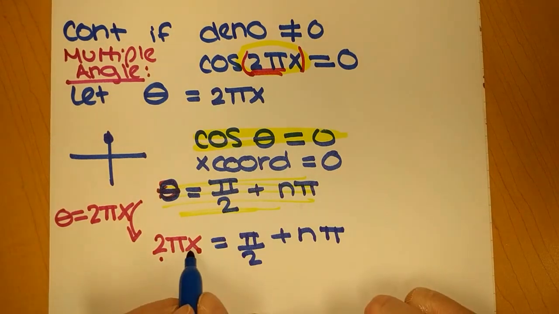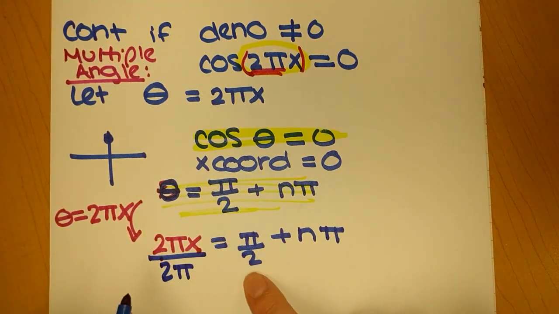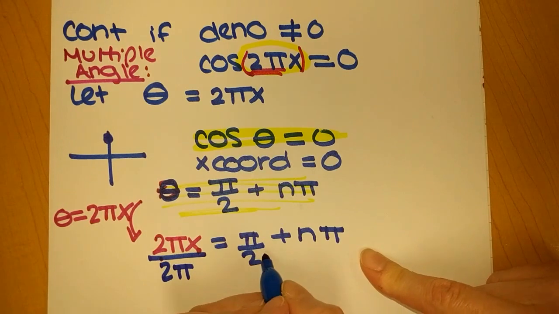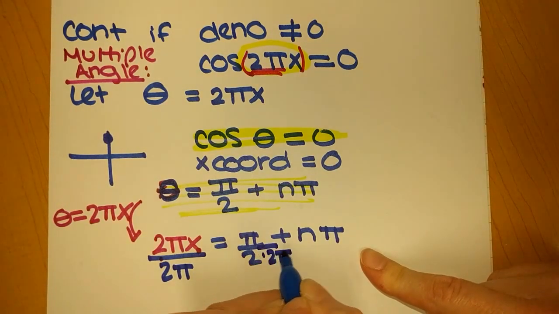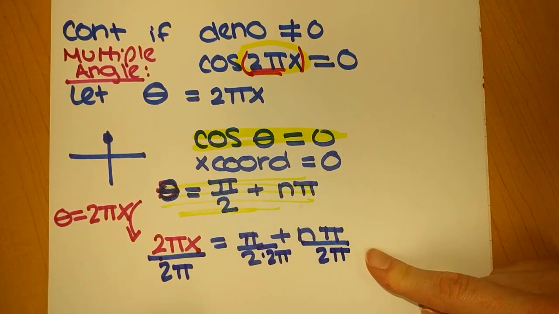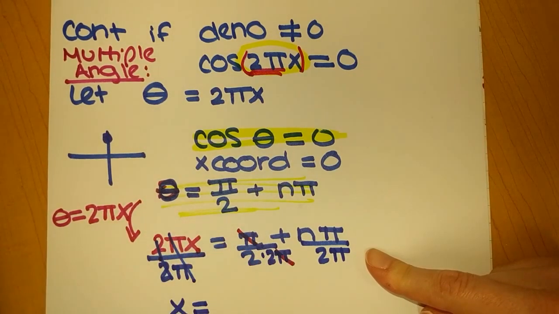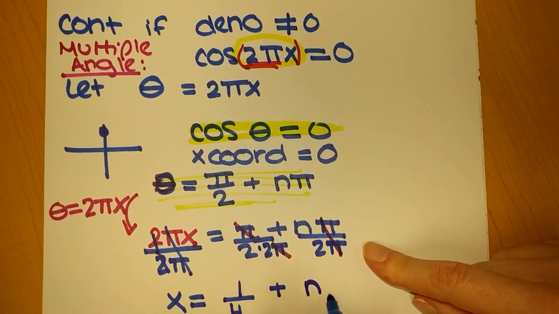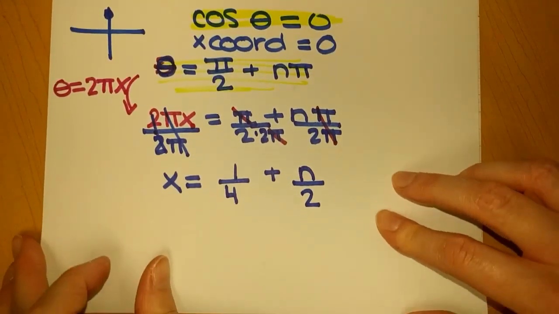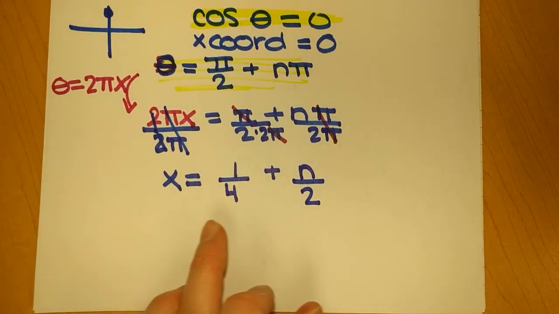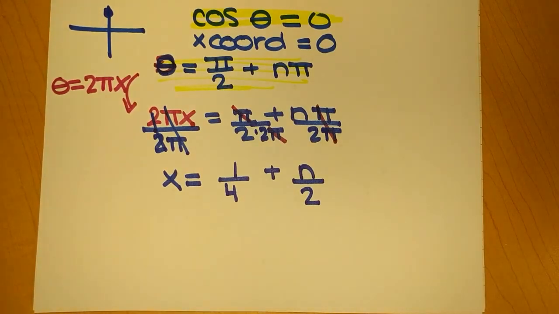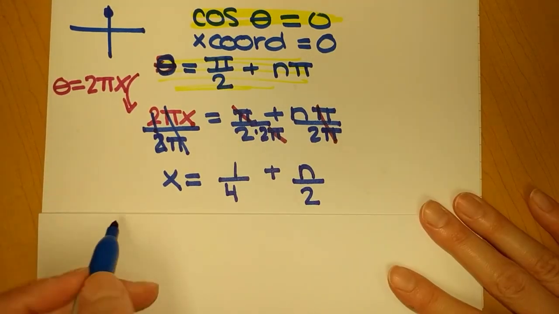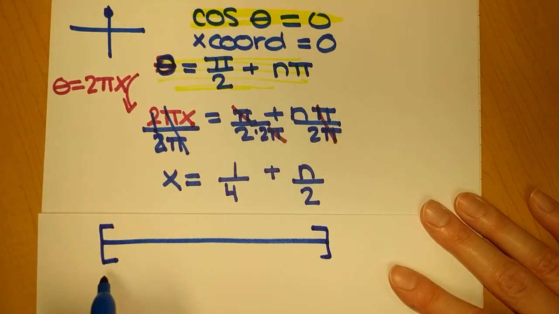To solve for x, I'm going to divide by 2 pi, and divide each of these terms by 2 pi. So this will get divided by 2 pi, and this will get divided by 2 pi. That will give us x is equal to, the pi's cancel out, so we get 1 over 4 plus, and then these pi's cancel out, n over 2. Okay, now we are interested in where this x is in a particular interval. Namely, we are interested in the interval 0 to 2.